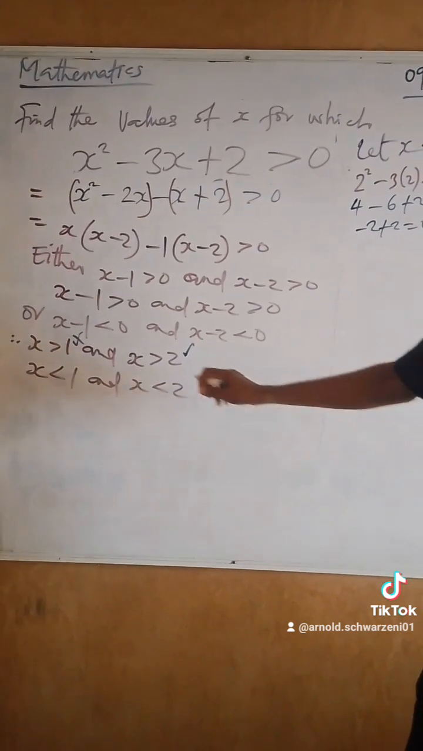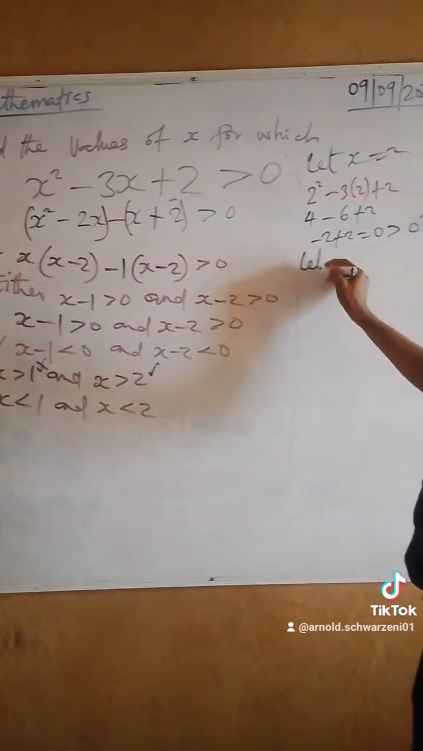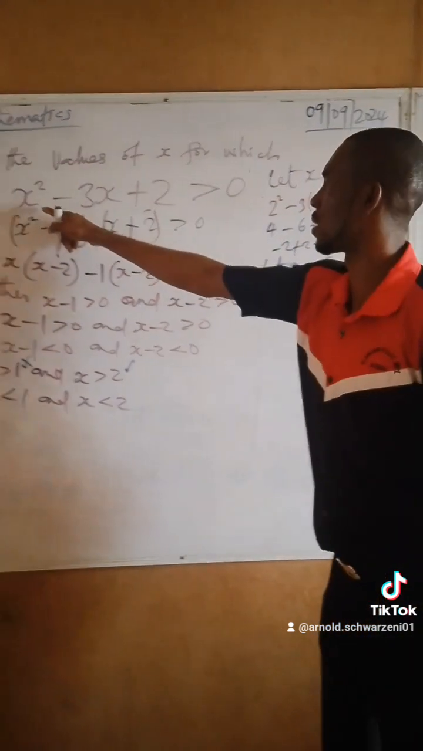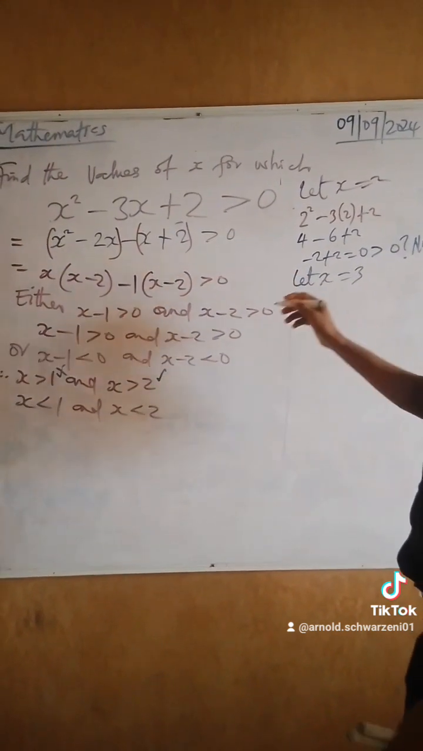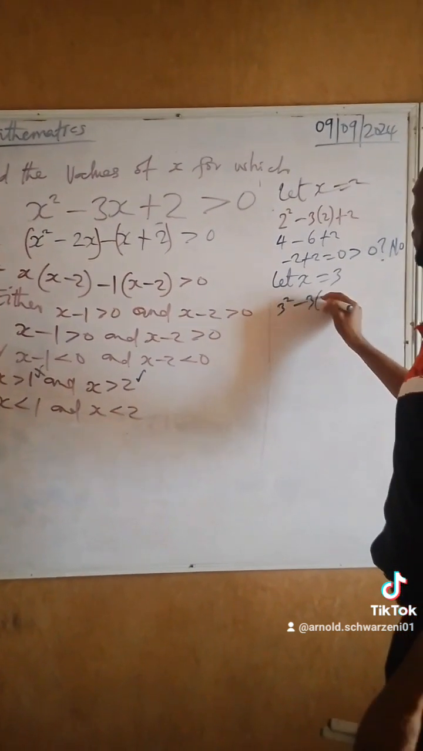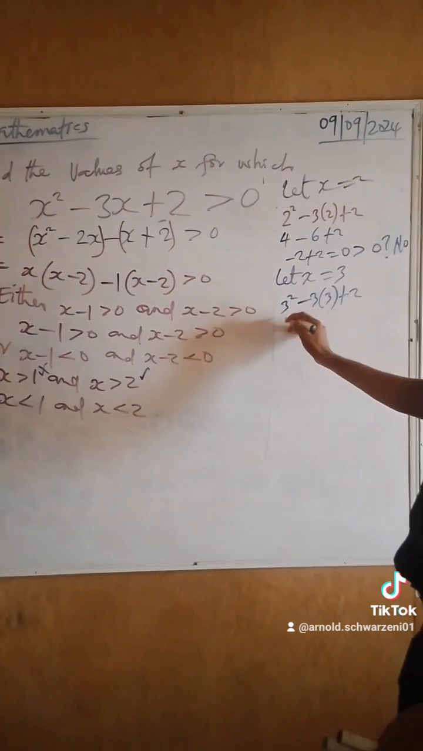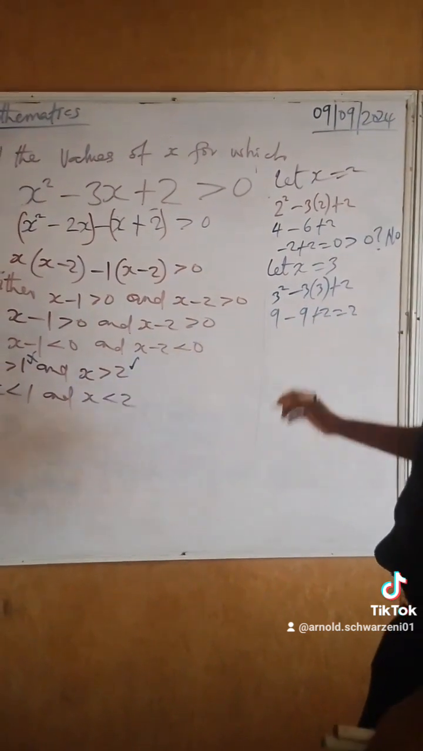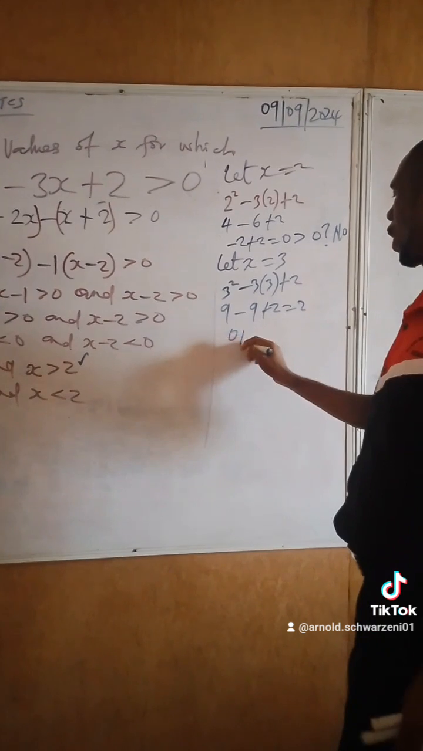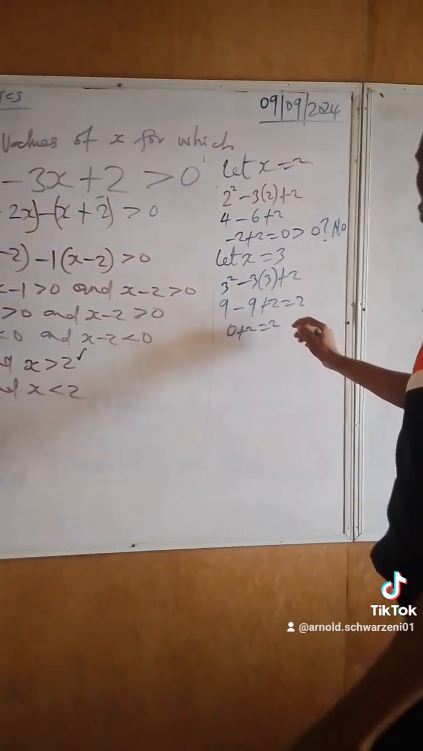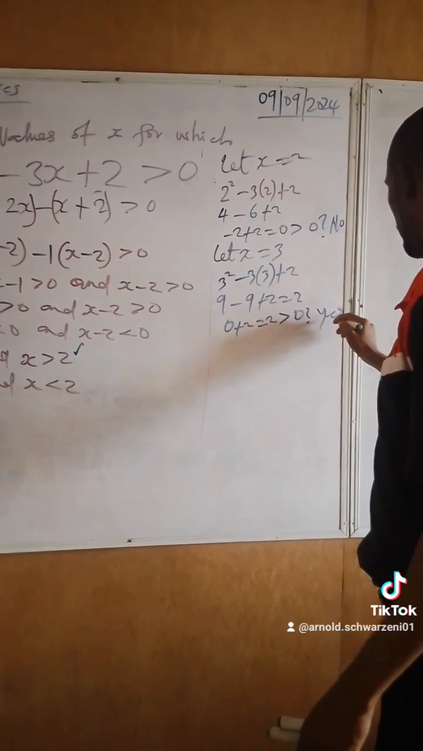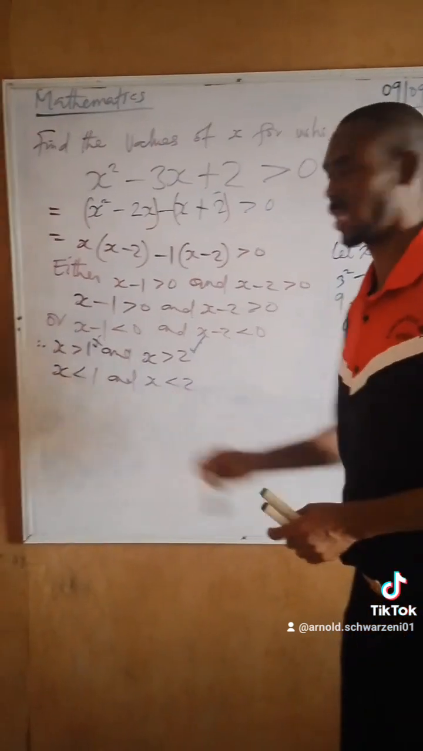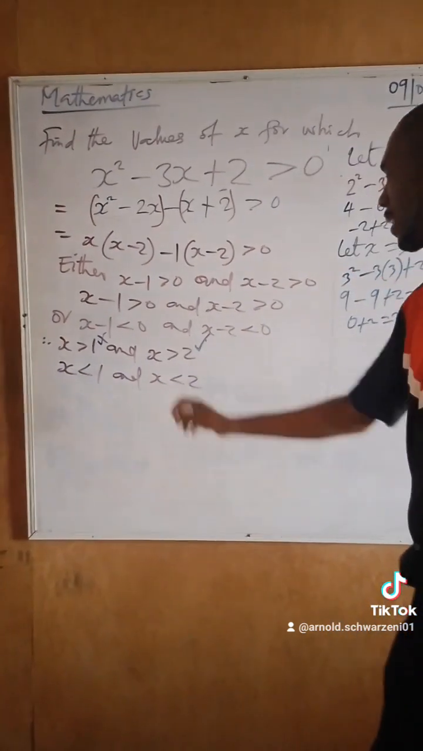Take this one. Take a number greater than 2. Let S be equal to 3. 3 is greater than 2, right? Okay, beautiful. Put it in this quadratic inequality. So we have 3 squared minus 3 into 3 plus 2. 3 squared is 9, 3 times 3 is 9, plus 2. And this is exactly 2 because 9 minus 9 is 0, and 0 plus 2 is 2. So is 2 greater than 0? Yes. So this one is part of our solution set. We take it.